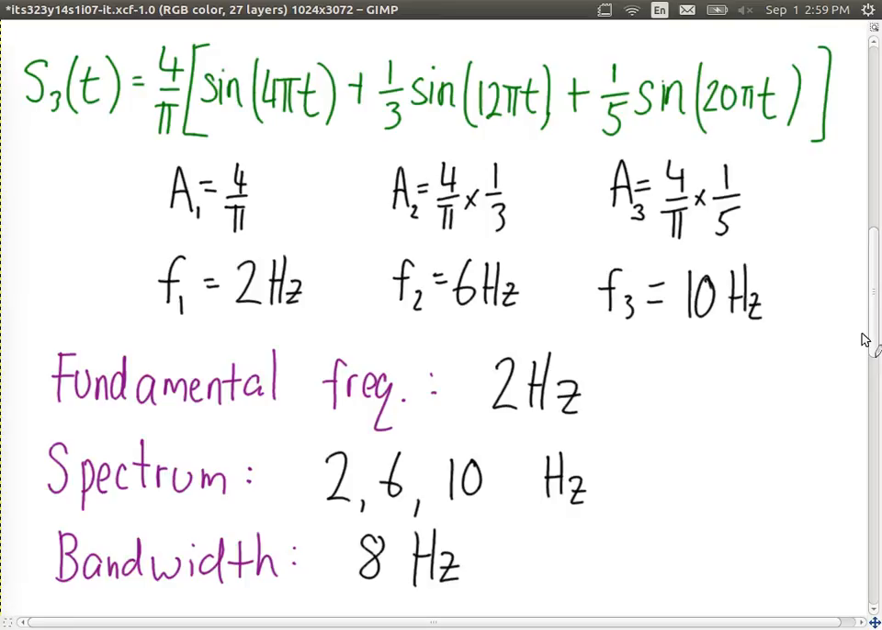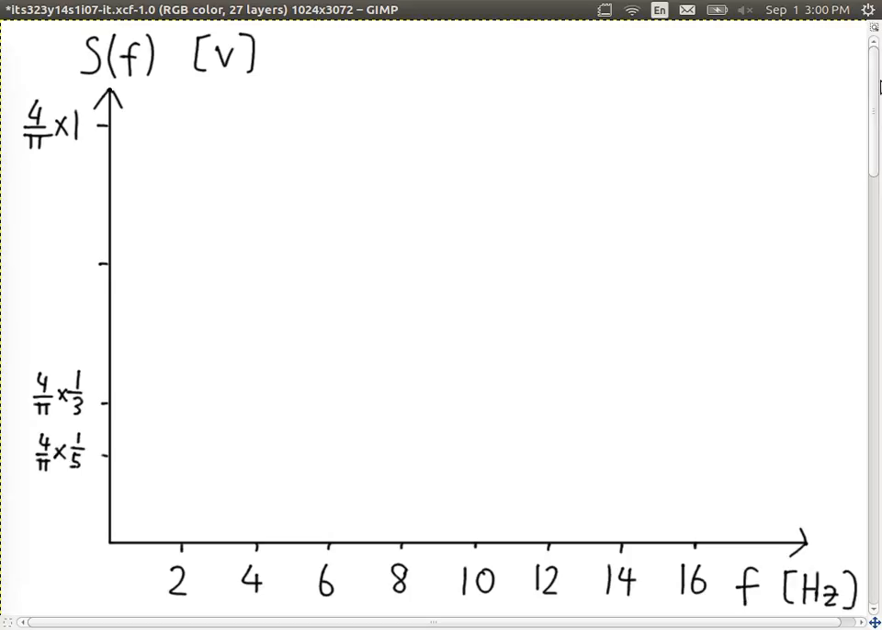Then we know our plot will have three impulses. The location of each impulse will be at 2, 6, and 10 hertz on the horizontal axis. And the height of each impulse will be given by the peak amplitude on the vertical axis. So focusing on the 2, 6, and 10 hertz, let's try and draw it. We said at 2, 6, and 10 hertz, we have components.